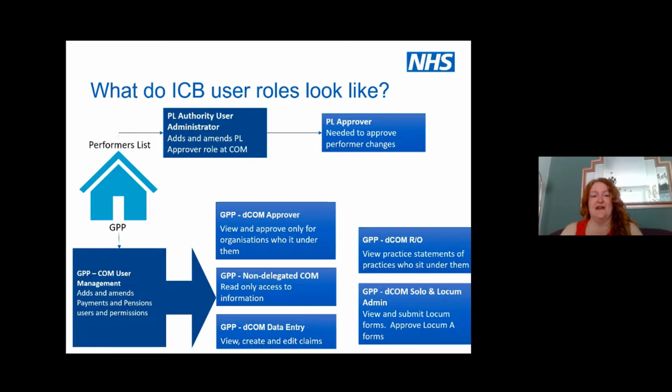So for performers list, we need a PL Authority User Administrator. Now the user administrator adds the roles that we've just shown, so only the user administrator can give out roles, only the user administrator can bring new people into the ICB, only the administrator can deactivate a person. The roles that the PL Authority User Administrator can give out are the PL Approver role.